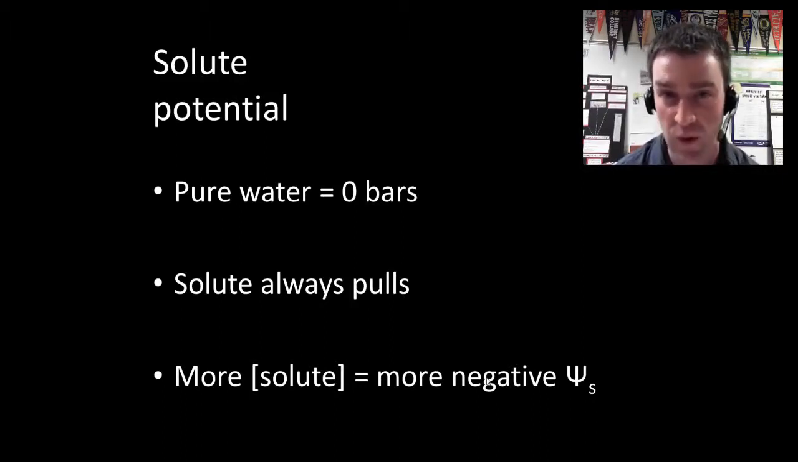Since solute always pulls, we're going to start with 0 bars of pressure for pure water, and we're just going to say that as we add more and more solute to a region, we want to make that region more and more negative in solute potential value. Because the more solute you add to a region, the more water should rush to come into that region. So let's make it lower in value. Let's make it more negative.